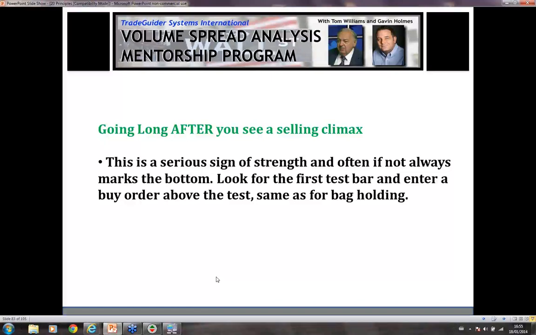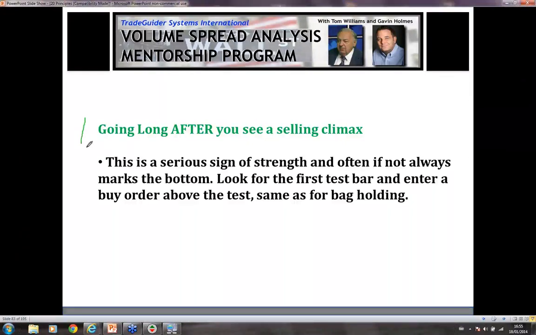Yes, you can get an email alert for this signal. It's actually built in there. But you don't go long immediately you see it. You wait for the market to test the top of the selling climax bar. So I'll give you an example.